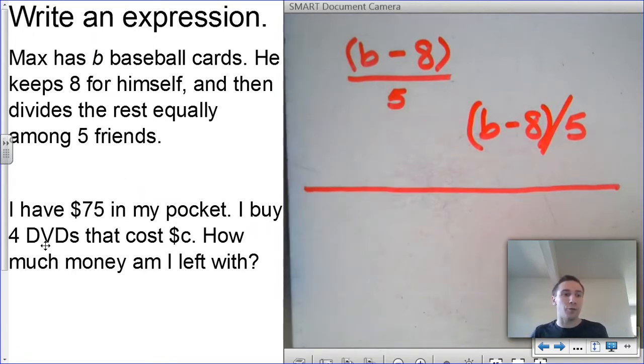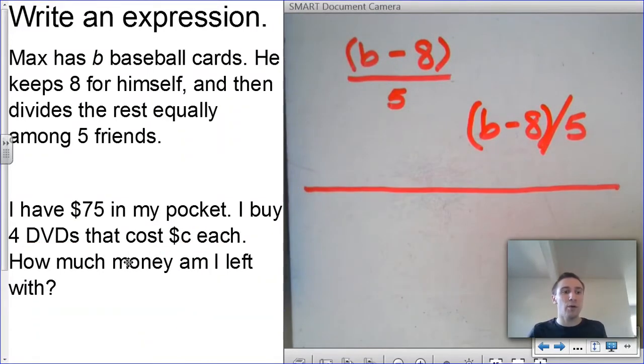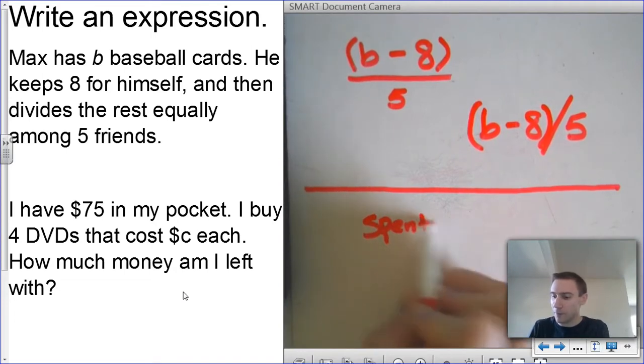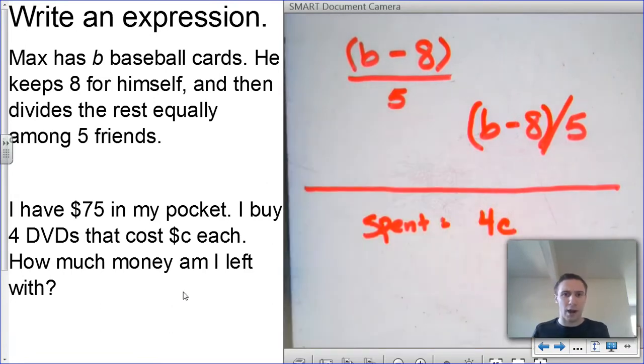Well, I bought 4 DVDs, and they're going to cost C dollars, and we're going to add another word here to make this more clear. They cost C dollars each. So if I spend C dollars on each of 4 DVDs, I had to multiply those two things together, right? So what I've spent is 4 times my C dollars. Can I write that as 4C? Absolutely, it's multiplication, and with multiplication in algebra, we don't write a multiplication symbol.